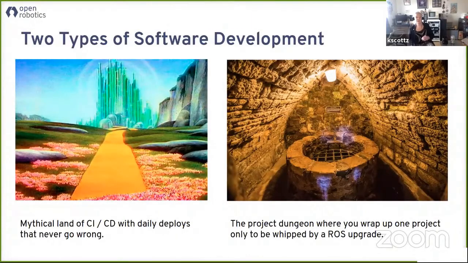So let's talk about the two types of software development. On the left, I have the mythical land of continuous integration and continuous deployment, where people are doing daily deploys, nothing ever goes wrong, and software engineers are very, very happy. And then on the right, I have the project dungeon, where you wrap up one project and you're whipped by another ROS upgrade and you can barely keep up.